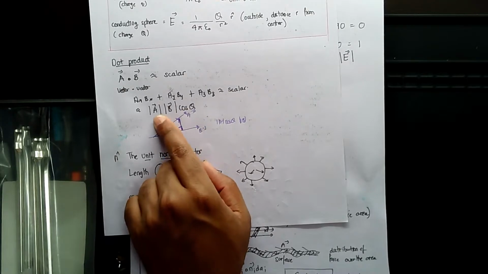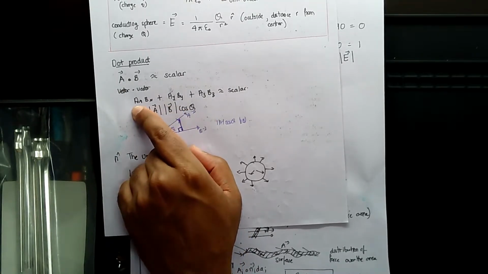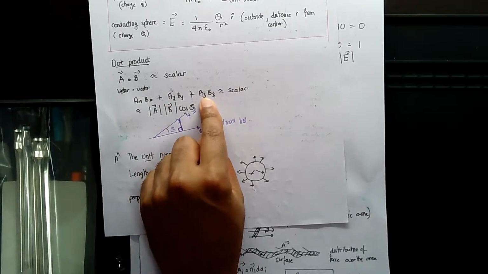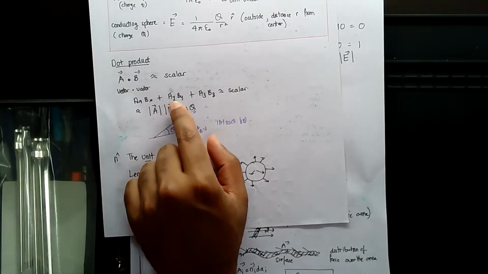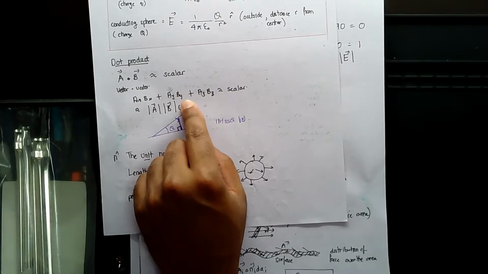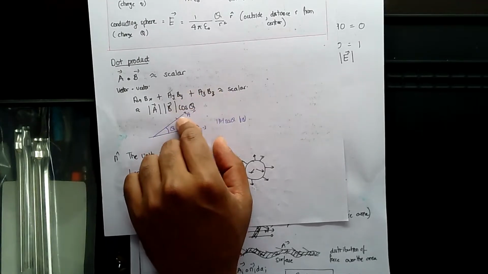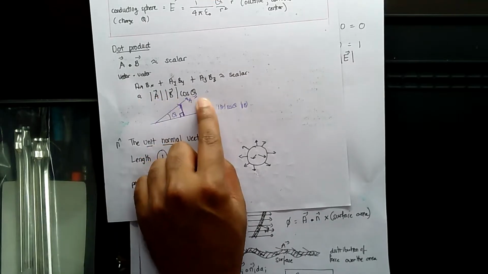And to get the magnitude of A, you basically take the square root of ax square plus ay square plus az square, and that will give you the magnitude of A. Similarly, for B, you take the square root of bx square plus by square plus bz square, and then you'll get the magnitude of B. So these are the magnitudes of A into B into the cos theta.